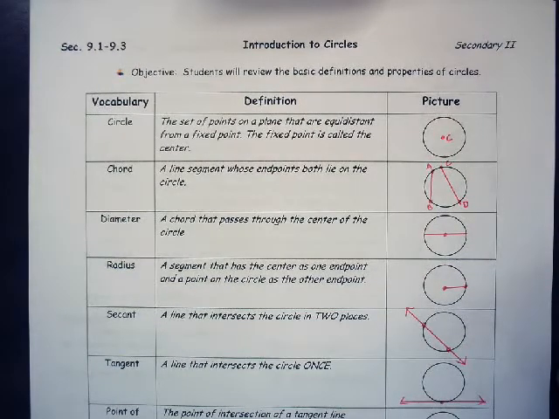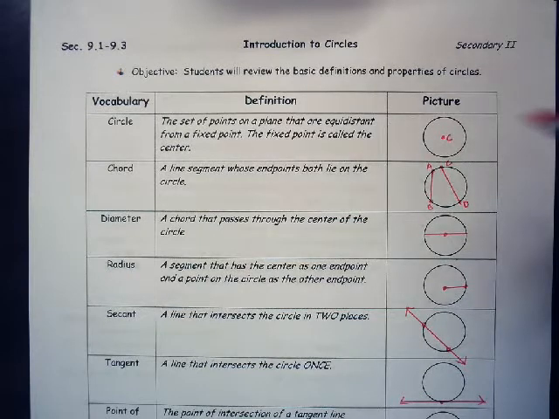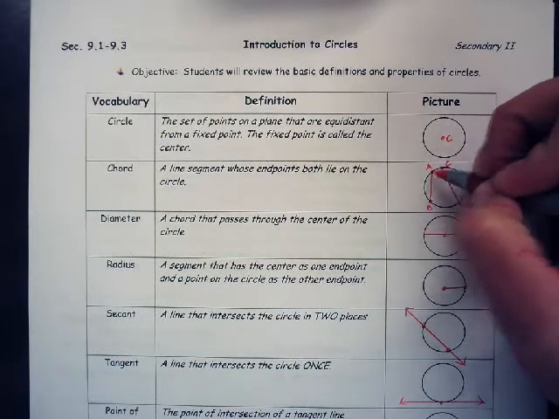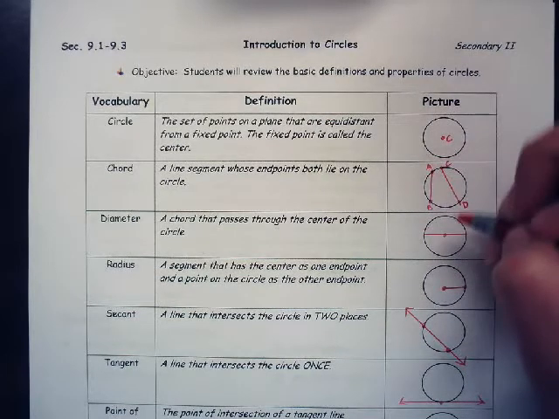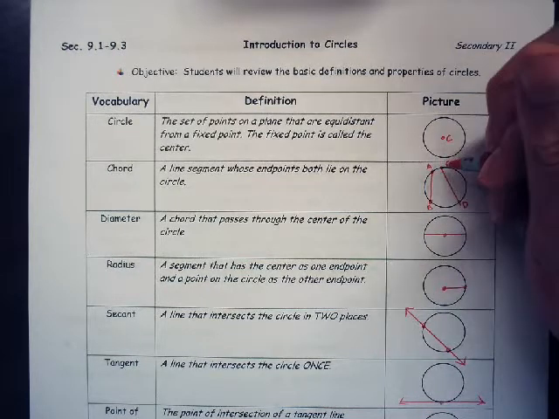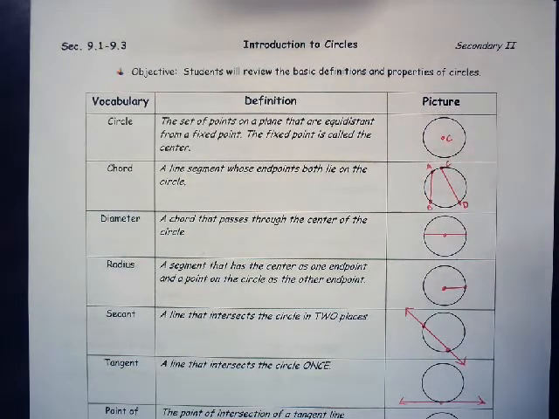A chord is a line segment whose endpoints both lie on the circle. So I do two chords here. Chord AB, so A is an endpoint on the circle and B is an endpoint on the circle. And then the line that connects them together. So this would be a chord. CD would also be a chord. Both endpoints are on the circle and the line that connects them.